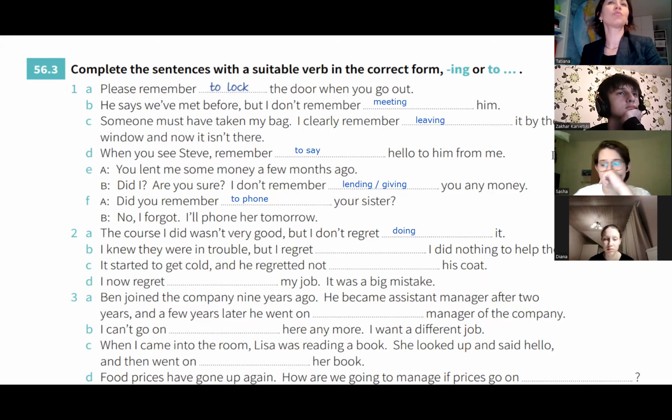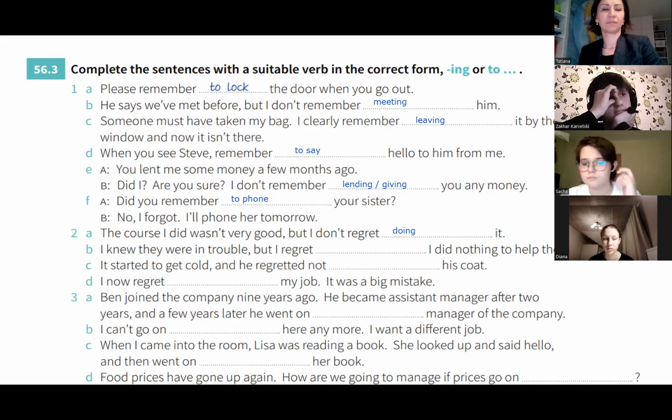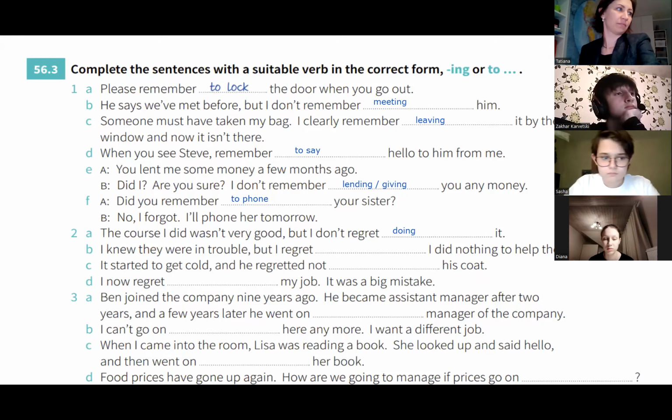Complete the sentences with a suitable verb in the correct form. I did nothing. I knew they were in trouble. I regret. Я сожалею, что мне приходится сейчас в этом признаться.